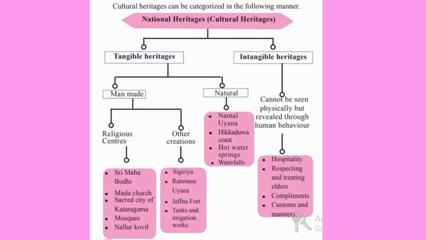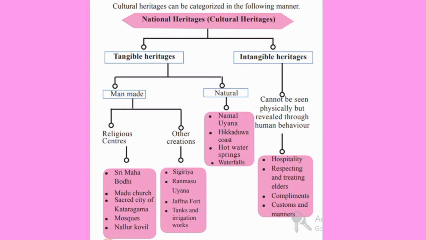National heritages can be categorized as tangible and intangible heritages. Tangible heritages mean the things that can be seen physically. Then we can categorize these tangible heritages as man-made heritages and natural heritages. Again, we can categorize these man-made heritages as religious centers and other creations. You can see some examples for these heritages.